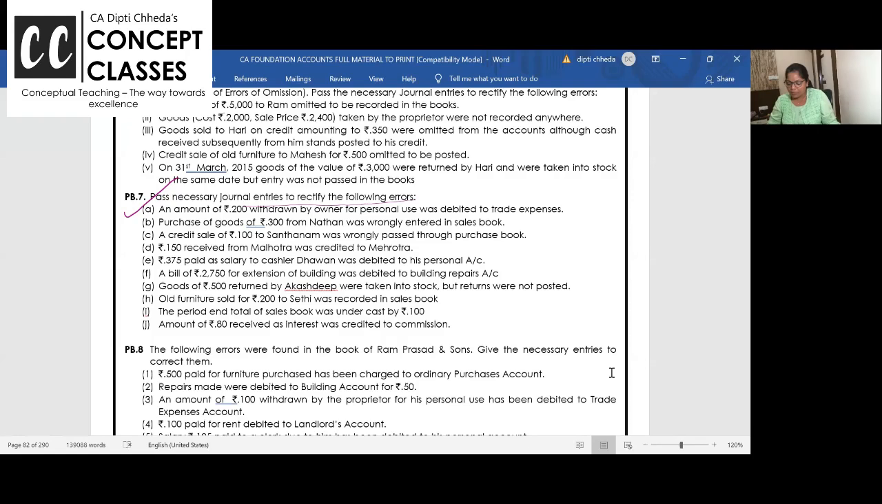So शुरू करेंगे problem. Past journal entries to rectify. It's having all kind of errors. ठीक है? An amount of 200 withdrawn for personal use was debited to trade account. Now, if you withdraw, you have to debit to drawings, no? Money or cash. You debit it to trade expense. So now I have to give the correct effect.